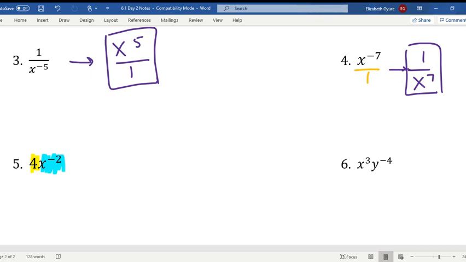So in this situation, it is very tempting to take this entire thing and put it on the bottom of a fraction. However, does that 4 have an exponent on it? Hayden says no. I agree. This 4 does not have an exponent on it. The x does, right? The 4 does not. So is the 4 going to need to go anywhere? No, it doesn't have a negative exponent. We don't want to move it.